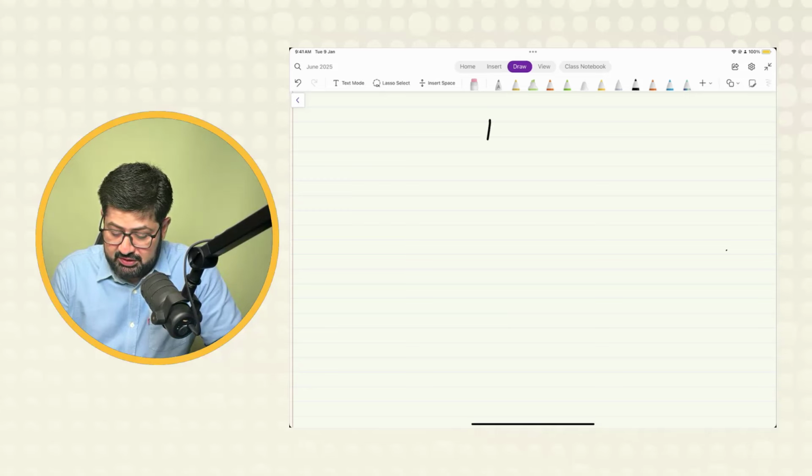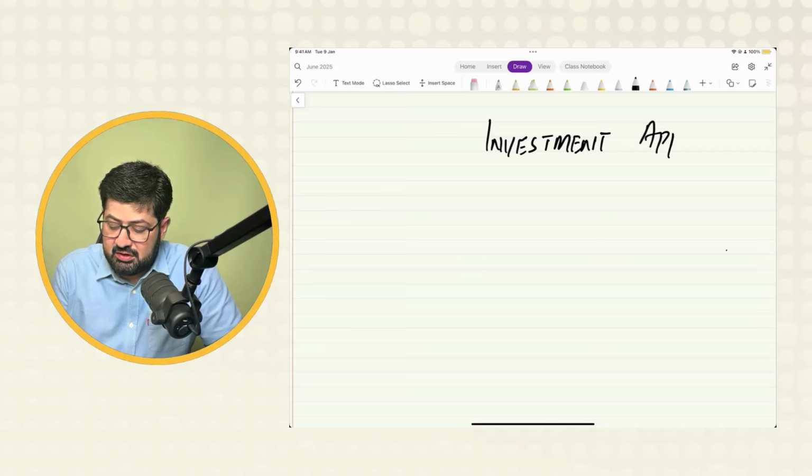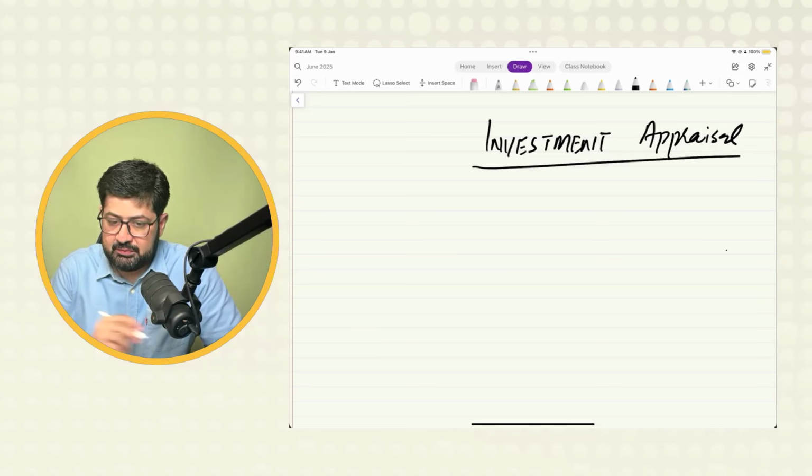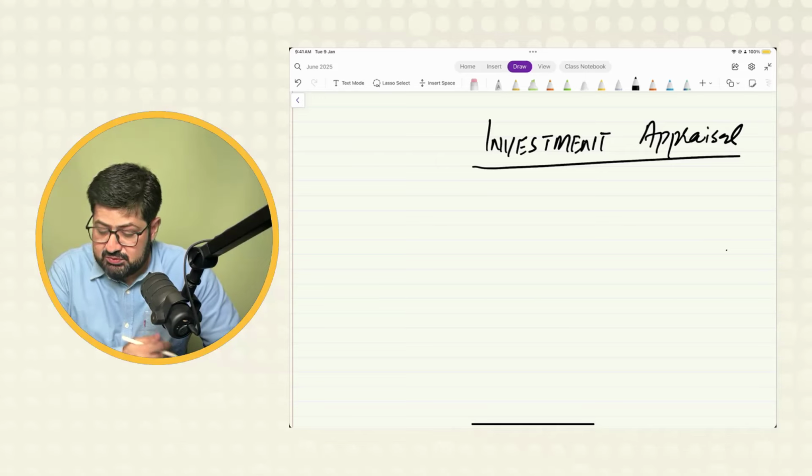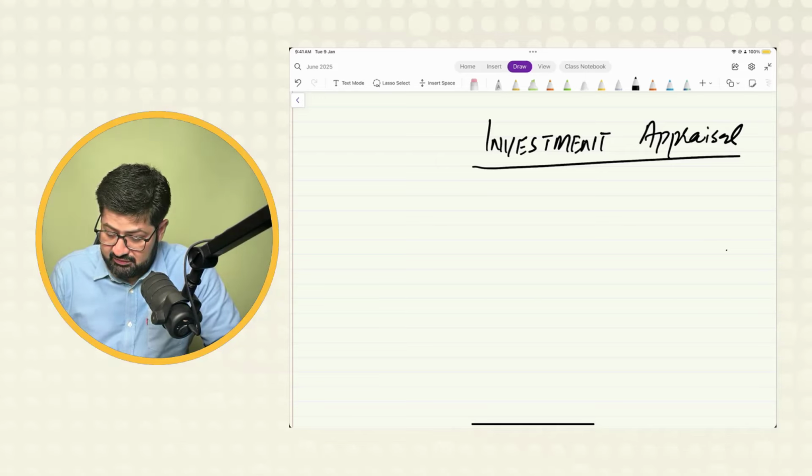Investment appraisal is one of the core topic areas, and one of the biggest sections of the syllabus. We can categorize investment appraisal into 3 sections, with further subsections. The first one is investment appraisal techniques.